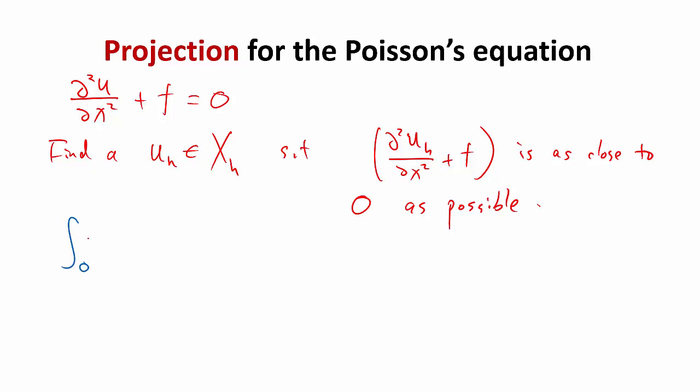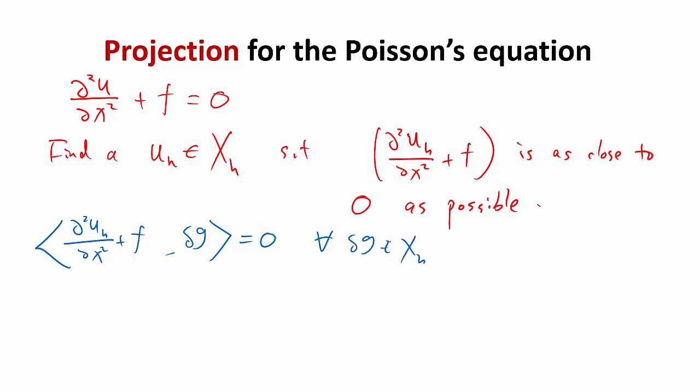That means an integration. That means the inner product of this residual with any delta G has to be 0 for any delta G within XH. Or if I write down the inner product in a more mundane way, it's the integration of this times delta G dx has to be 0.